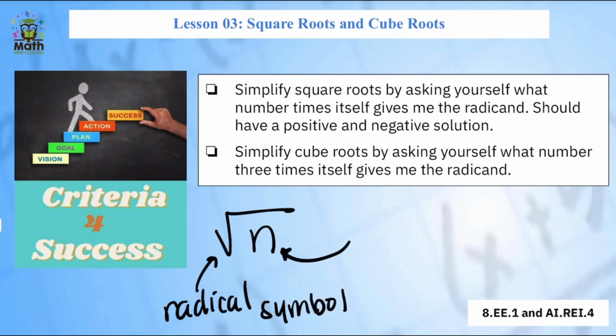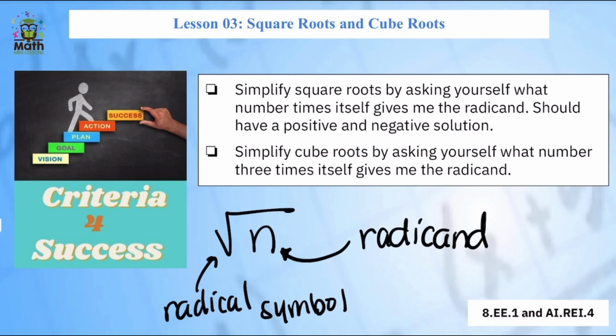And the number that's inside the square root symbol or the cube root symbol is the radicand. So that's what we're going to do. We're going to figure out what is the square root or the cube root of that number inside. That's our big goal, and we're going to do that. We're going to simplify these roots to work out these numbers.